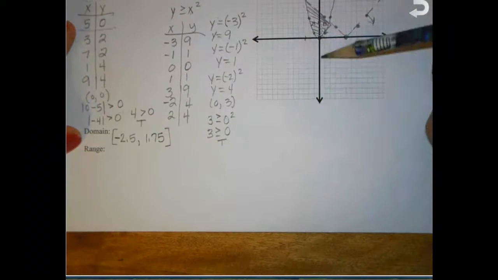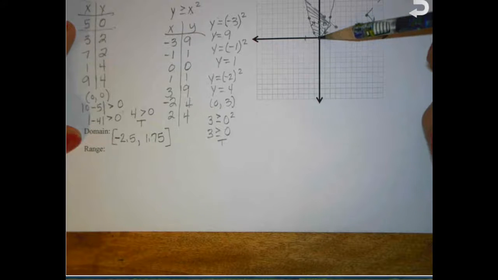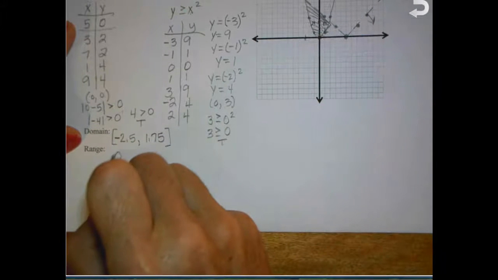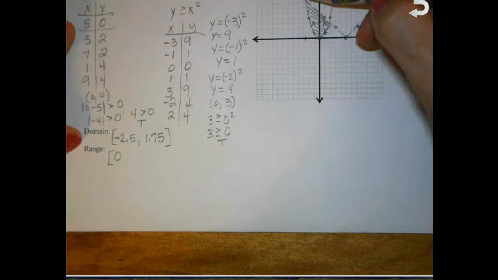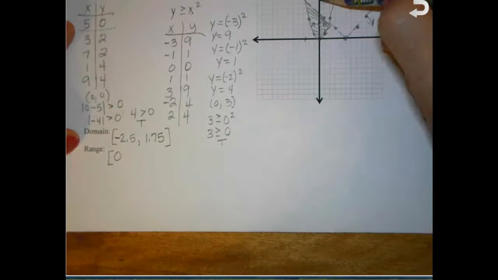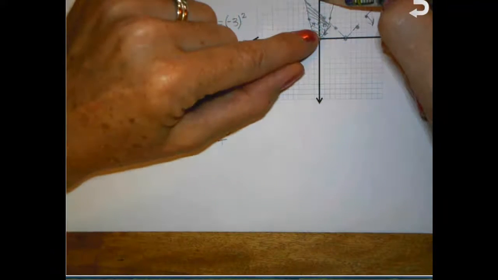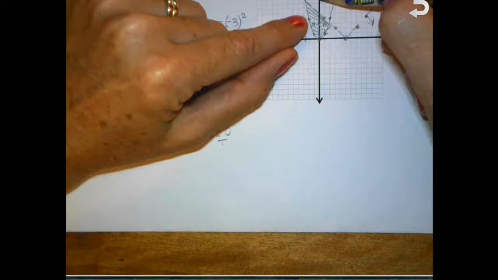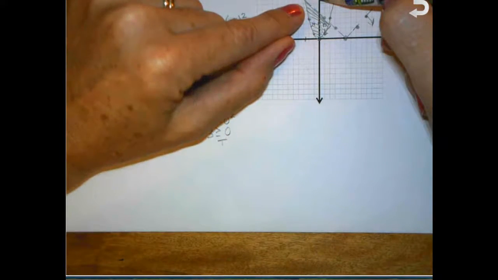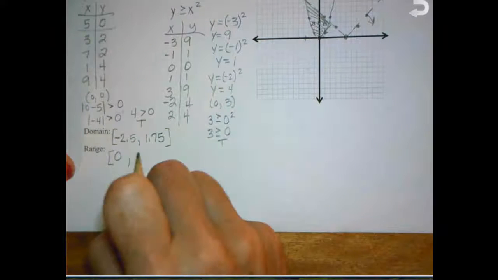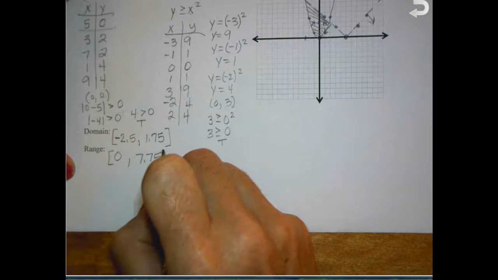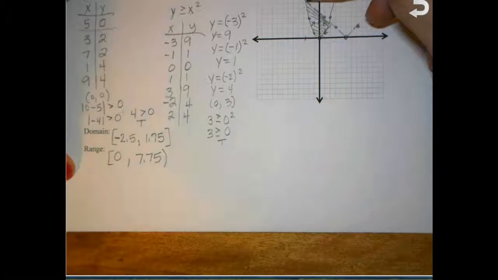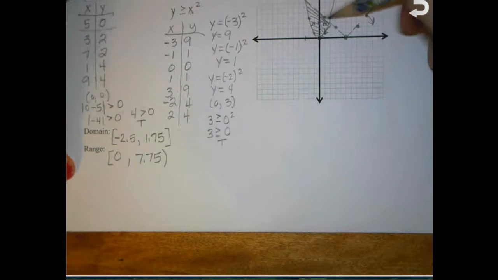and the range is going from 0, and the 0 is definitely included, all the way up to this point, which we're going to call 1, 2, 3, 4, 5, 6, 7 3/4. And that will be a parenthesis because this top boundary has a dashed line.